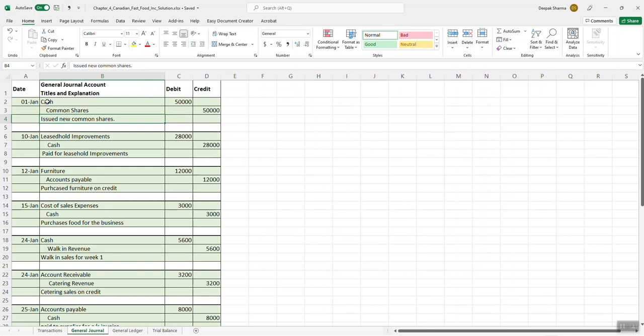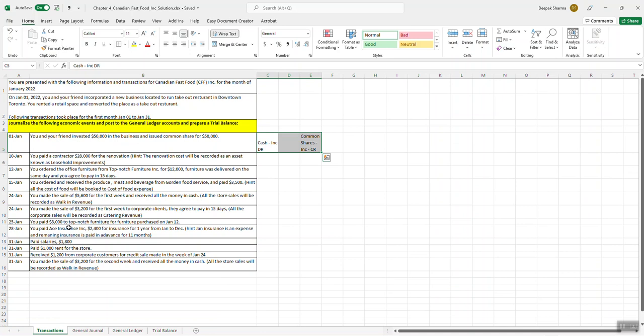And if there's more than one debit account, you list all the debit accounts first. Then you list all the credit accounts. Then we have a second entry. Second entry, you paid a contractor $28,000 for renovation.